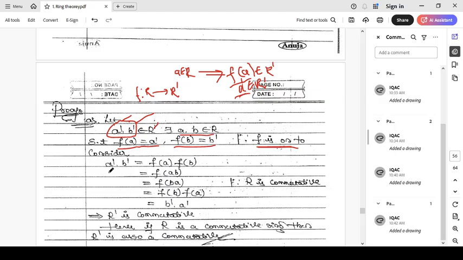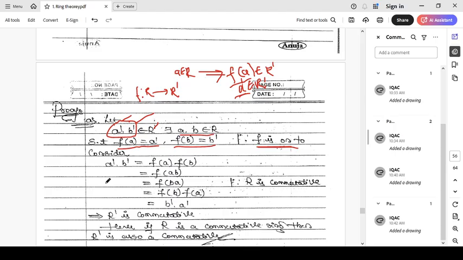So therefore if I observe, to prove it is a commutative ring, the only thing we need to show is that under multiplication, A into B is equal to B into A. If I show that, then I can say that R dash is commutative.